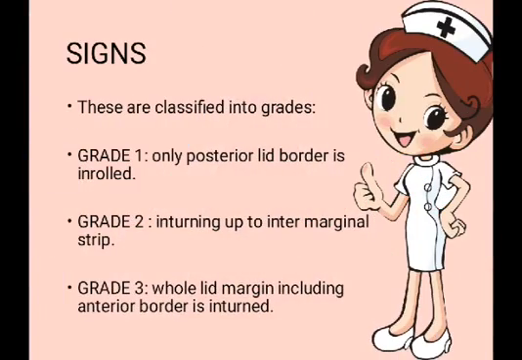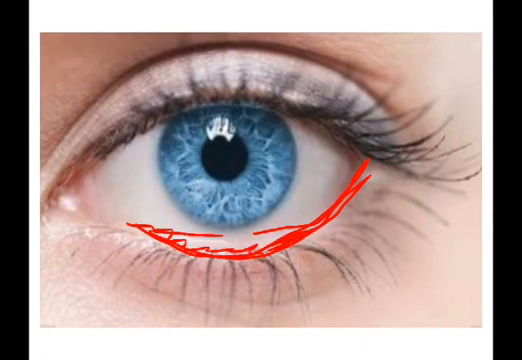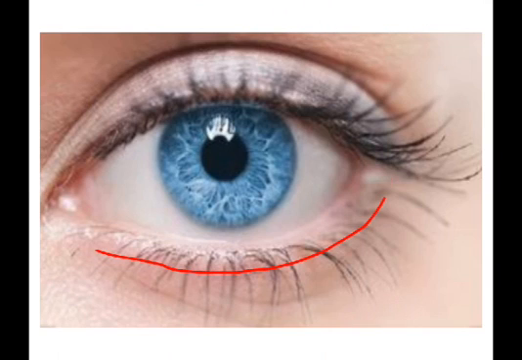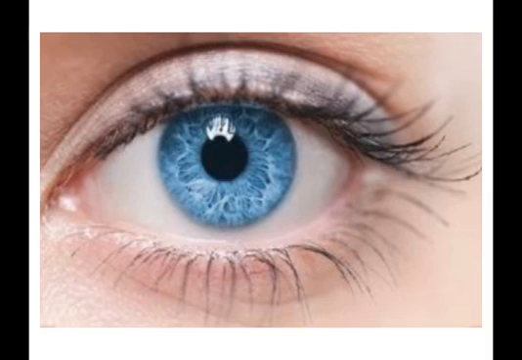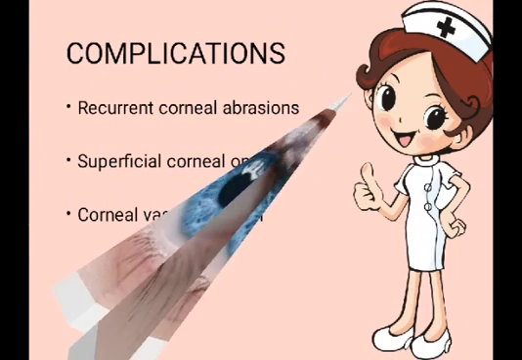Now the third grade, the whole lid margin including the anterior border is inturned. This is the anterior border where the eyelashes grow. It gets inturned along with the lid margin, which means it fully turns inside our eyes. This is grade number 3. Now move to the next slide.